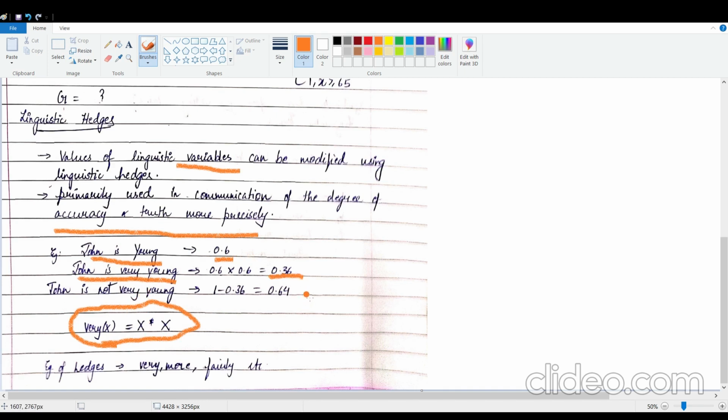So that is what your hedge does. It works on top of the truth values of your regular fuzzy statements, and then it gives out a new accurate truth value. Now why do I call it more accurate? Consider a 15-year-old boy. My original fuzzy set says that he is young. So this guy is termed as young. Now, can I call him very young as well?